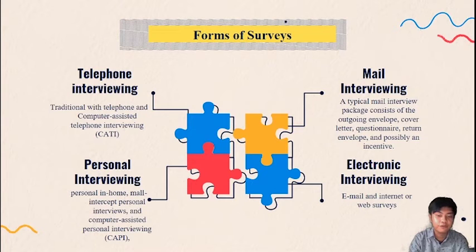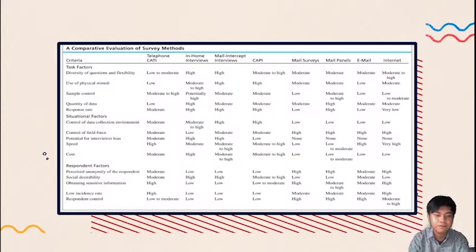Not too different from before, the form provided from survey is divided into 4 parts: interviewing by phone, personal survey, email survey, and electronic survey. From this table, we can see the differences, advantages, and disadvantages of various survey methods.